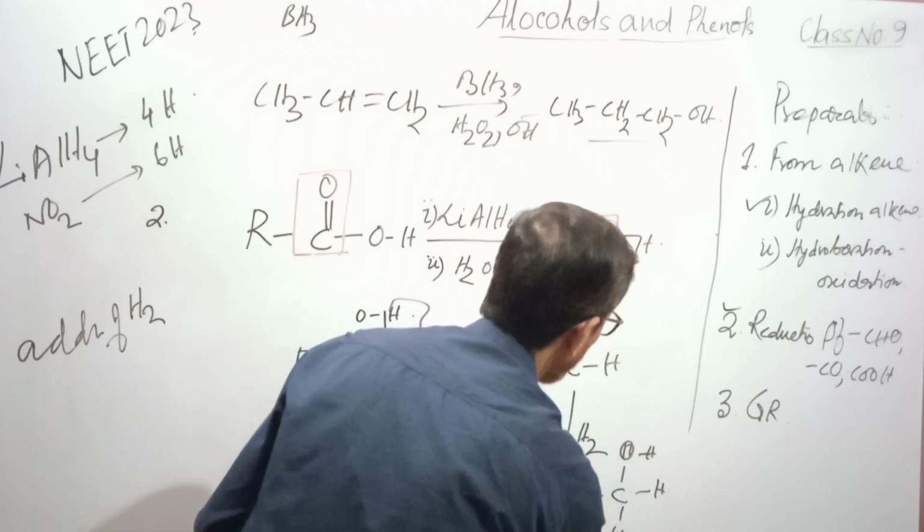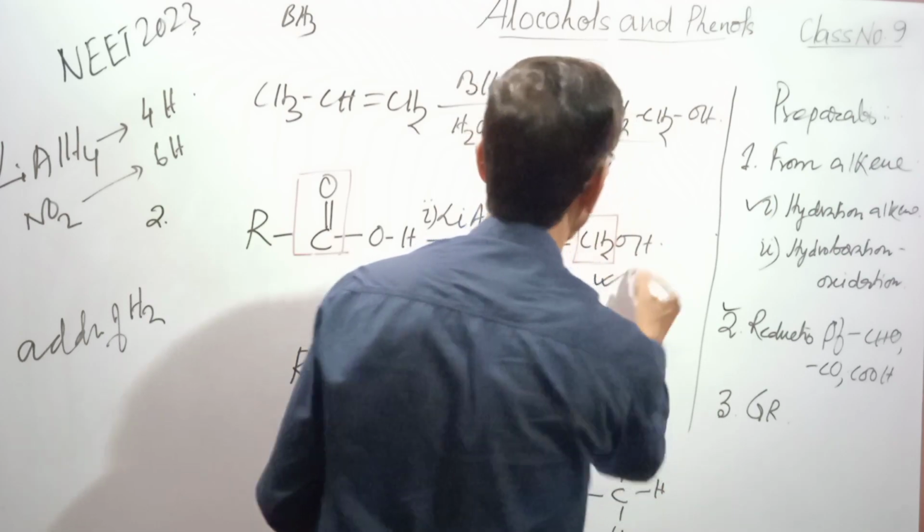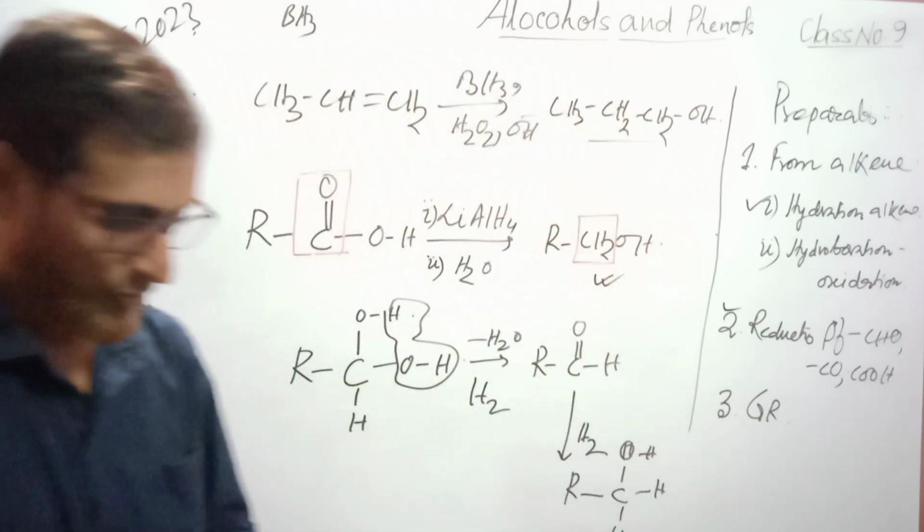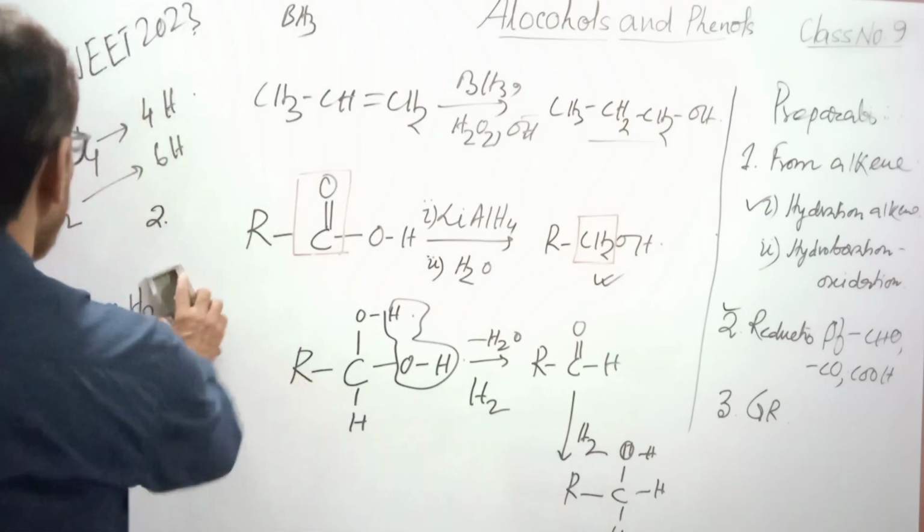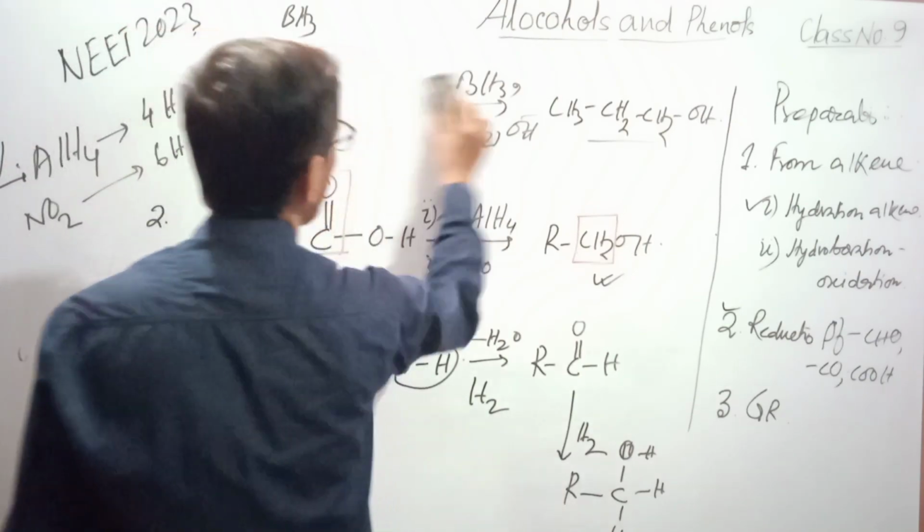So RCH2OH. Our answer is justified. Am I right? So we have got the third type of reduction of carboxylic acid.